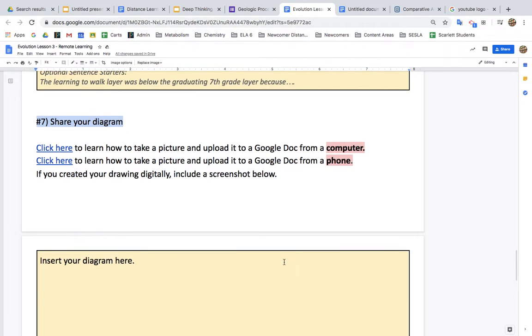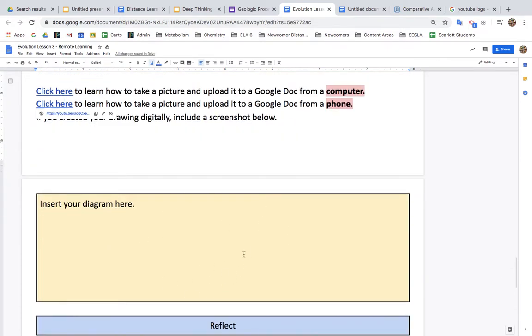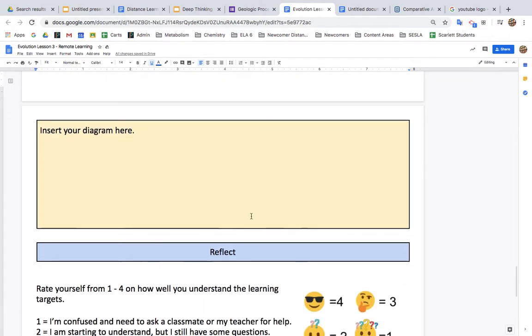Finally, you'll share your diagram. Click here to learn how to take a picture and upload from a computer. Click here to learn how to take a picture and upload from a phone. You can include it in this yellow box here.